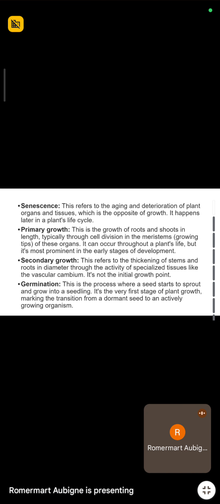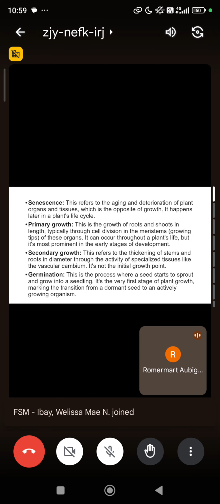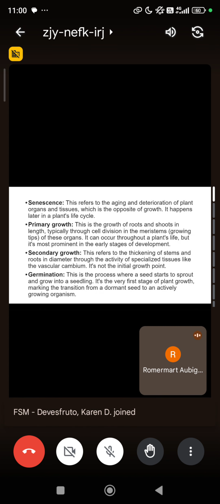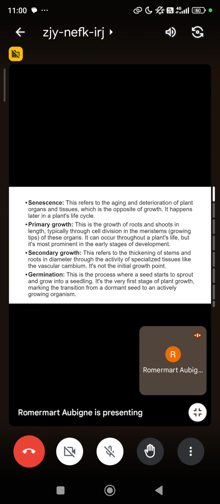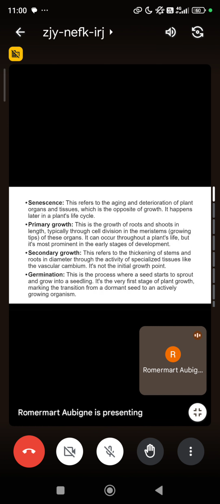So senescence refers to the aging and deterioration of plant organs and tissue, which is the opposite of growth. It happens later in the plant's life cycle. Primary growth is the growth of roots and shoots in length, typically through cell division in the meristems, the growing tips of these organs. It occurs throughout the plant's life, but it's most prominent in the early stage of development.